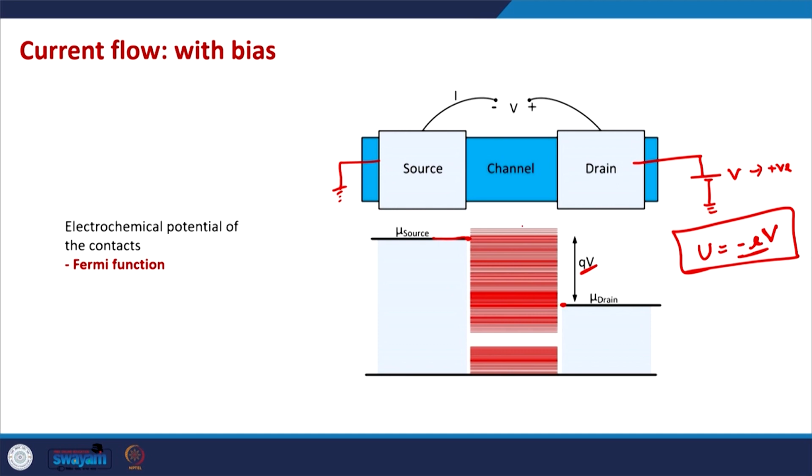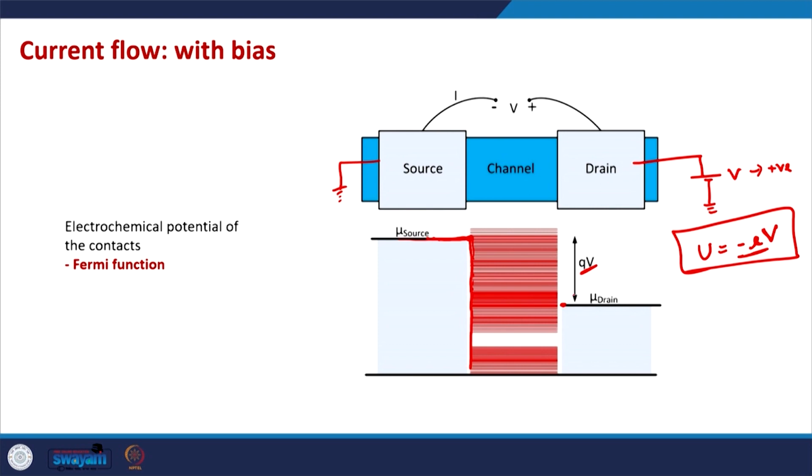And there are certain electronic states in the channel. So now what happens in this device is that the source contact tries to fill all electronic states in the channel adjacent to the source up to its Fermi level. So, the source tries to fill electronic states up to this level.